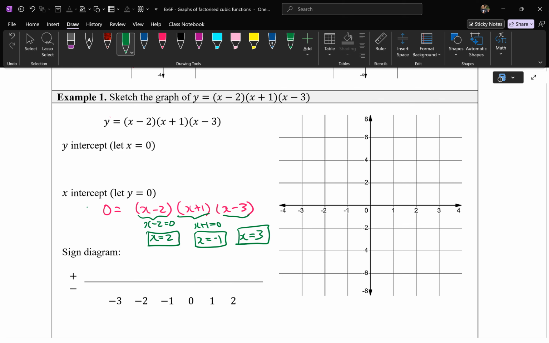So we've got 2, 3, and negative 1, and I'm going to label them. Now notice on the bottom I put a diagram for you. I called it a sign diagram. In your exams, we can do this probably next time, but the question usually asks you, how do you know that the shape will look like this? Or will it look like this? Which one should it be?